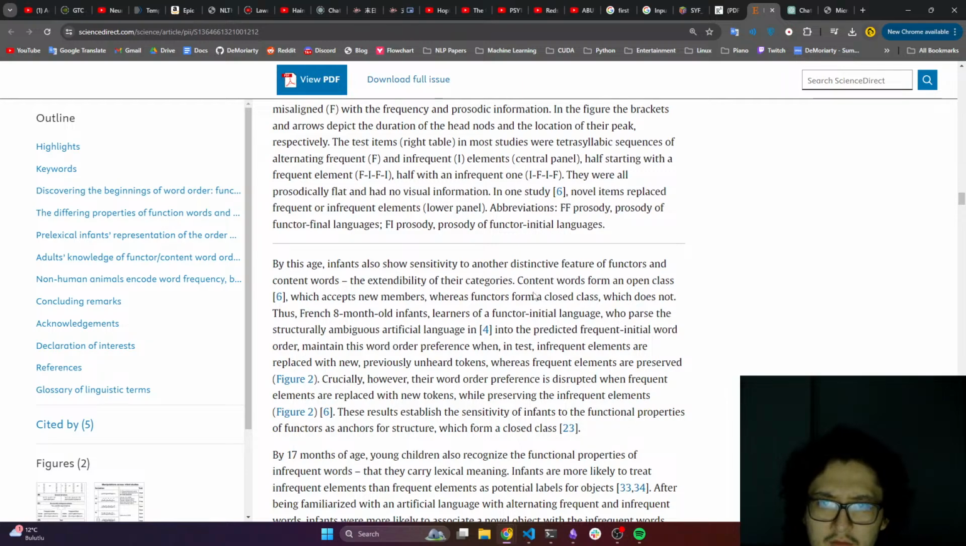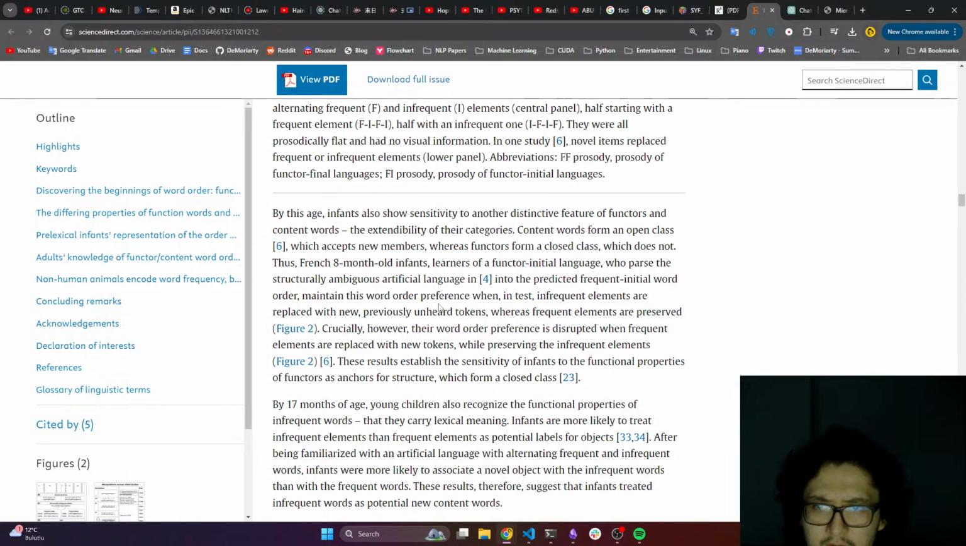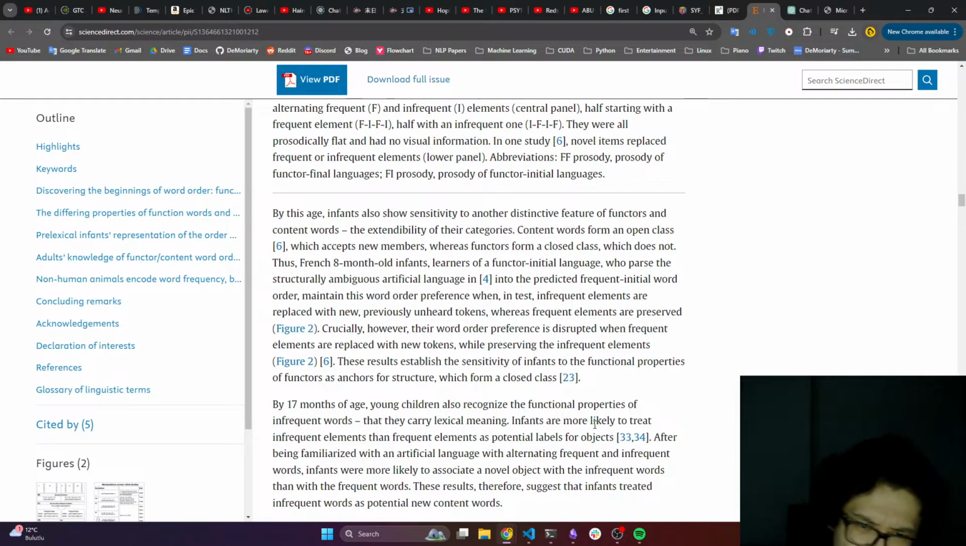By this age, infants also show sensitivity to another distinctive feature of the functor, the extendability of their categories. Content words form an open class which accepts new members. Functors do not. French 8-month-old infants, learners of a functor initial language, who parse structurally ambiguous artificial language into a predicted frequent initial word order, maintain this word order preference when, in test, infrequent elements are replaced with new unambiguous unheard tokens, whereas frequent elements are preserved. Crucially, however, their word order preference is disrupted when frequent elements are replaced with new tokens, while preserving the infrequent elements. The results establish the sensitivity of infants.